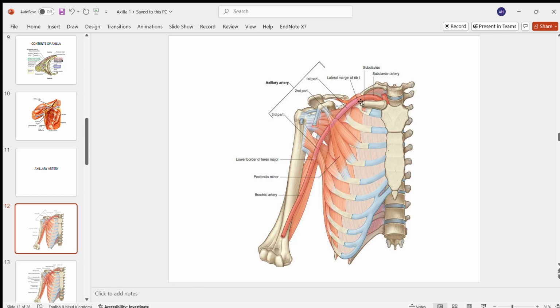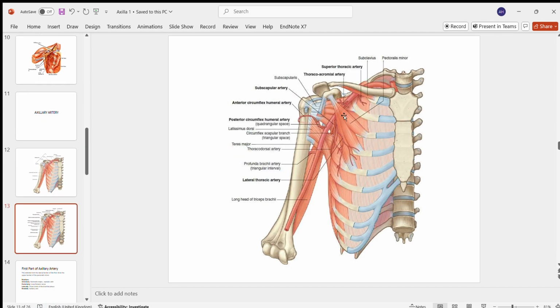This axillary artery is subdivided into 3 parts: the first part, second part, and the third part. So what is the structure that divides the axillary artery into 3 parts? This pectoralis minor muscle. The pectoralis minor muscle is the demarcating point for the 3 parts of the axillary artery. The axillary artery is a continuous artery. How can we say that it is divided into 3 parts? The first part is superior to the pectoralis minor muscle. The second part is behind the pectoralis minor muscle, and the third part is inferior to the pectoralis minor muscle. So we'll discuss the axillary artery in these 3 parts.